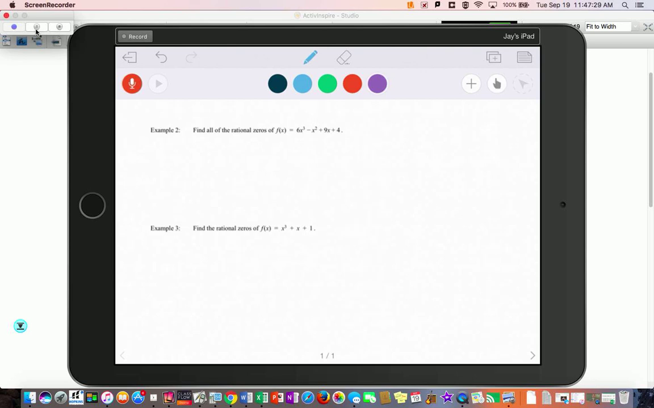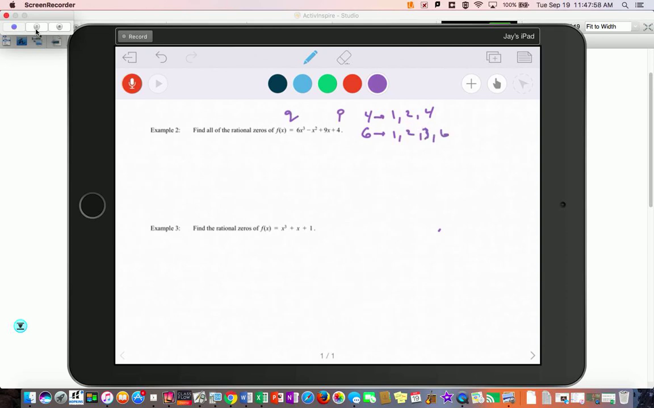So in this particular problem, we may have to create what's called a P over Q list. So P and Q. P would be the 4. So what are the factors of 4? 1, 2 times 2, and 4. And what are the factors of Q? That would be the number 6. And the factors are 1, 2, 3, and 6.